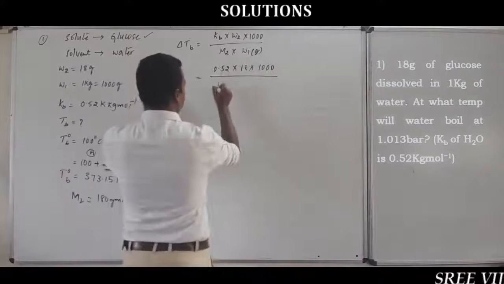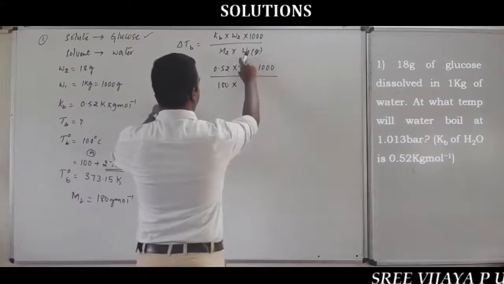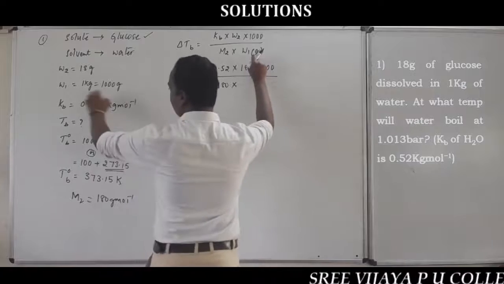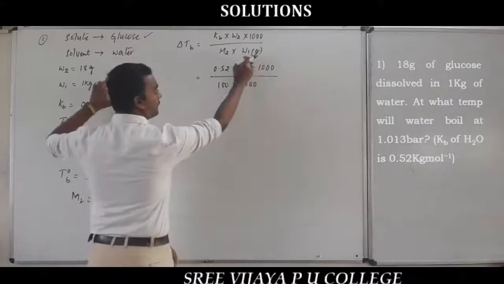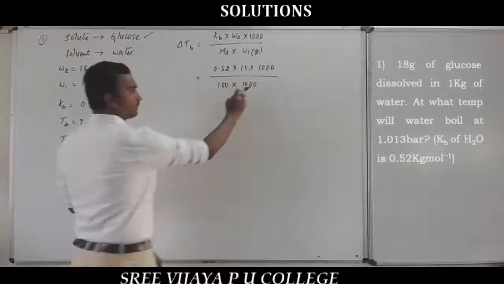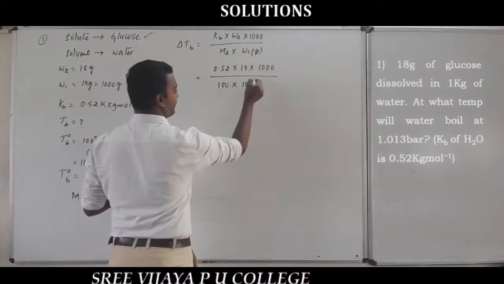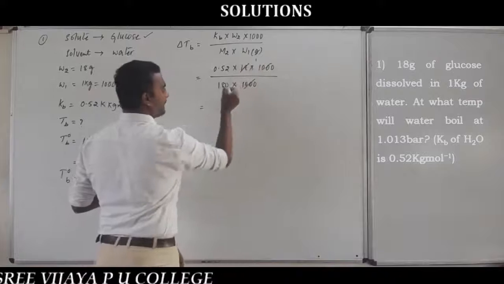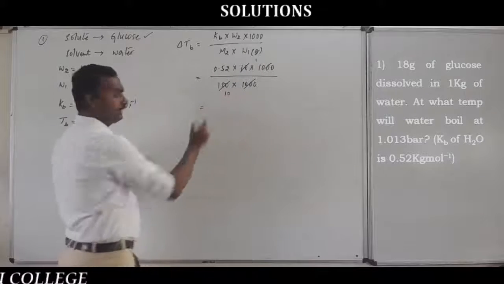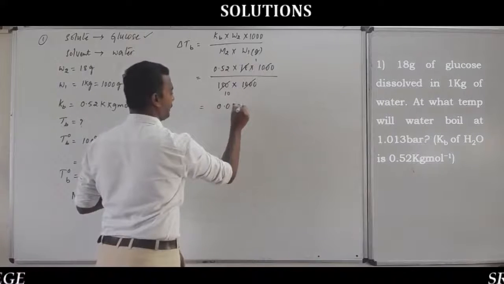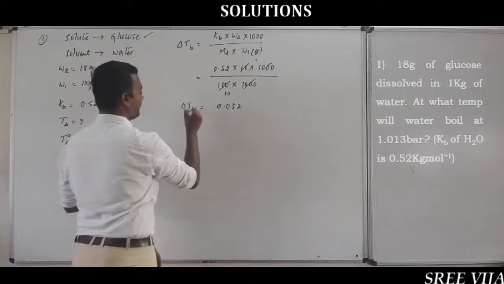So therefore the molar mass of glucose is 180, and W1 is the mass of solvent. What is the mass of solvent here? 1 kg. 1 kg is nothing but 1000 gram, the mass of solvent in grams, so 1000 gram. So the 1000 cancels. Again 18 ones are 18, tens are over there. 0.52 divided by 10 is equal to 0.052. That is delta T_b.